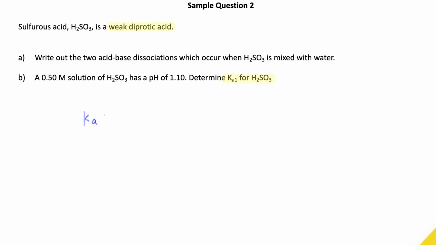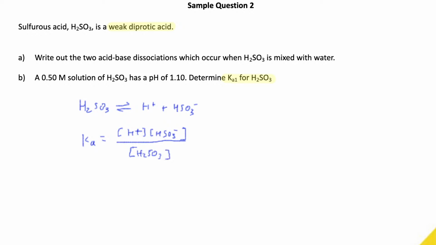So here I know Ka is going to be, well, let me write out the reaction first. The reaction is H2SO3, which is in equilibrium with H plus and HSO3 minus. Okay, so Ka is products over reactants. This is H plus, this is HSO3 minus, over H2SO3.